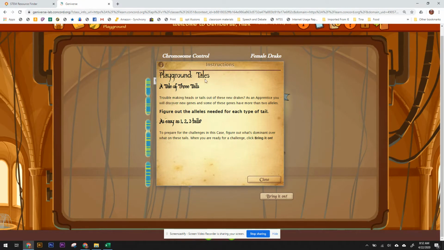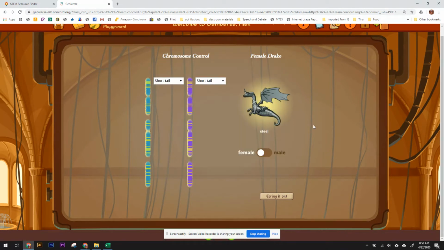All right, so in the playground today, we are going to be looking at a tale of 3 tails. We're supposed to figure out the alleles needed for each type of tail. As easy as 1, 2, 3 tails. So the big difference here is that this trait has 3 different phenotypes.